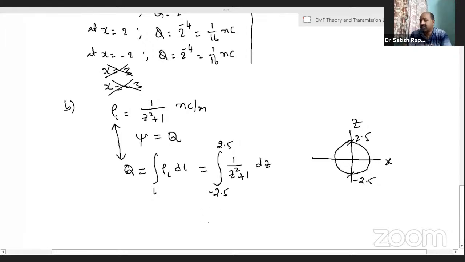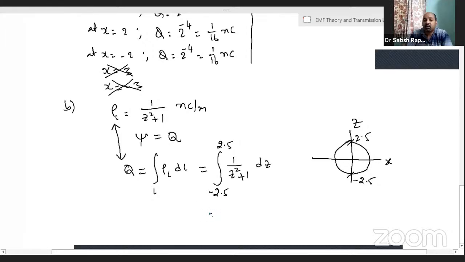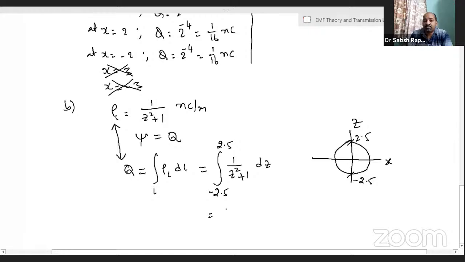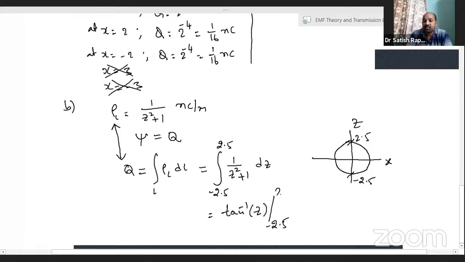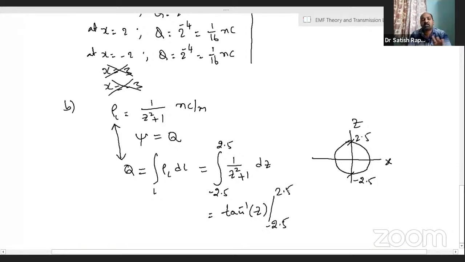So if you integrate this, what will we get? 1 by 1 plus z square, the integration is tan inverse z. Therefore, limits minus 2.5 to 2.5. So substitute the limits and simplify, we'll get the answer. That's it.